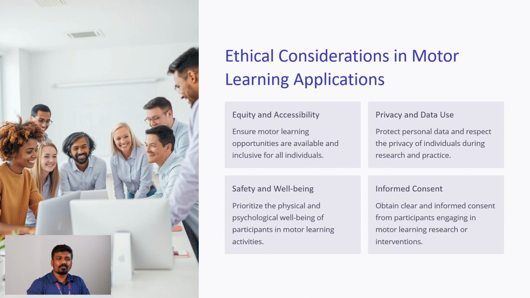Next, privacy. Protecting personal data is very crucial, whether it's data collected from wearable devices or feedback from assessments. Privacy must be maintained to ensure individuals' personal information is not misused. Next, safety. Safety should always be the top priority, whether it's sports training, rehab, or activities. They should be designed to minimize the risk of injury. This includes appropriate equipment, proper supervision, and understanding the individual's limitations also.